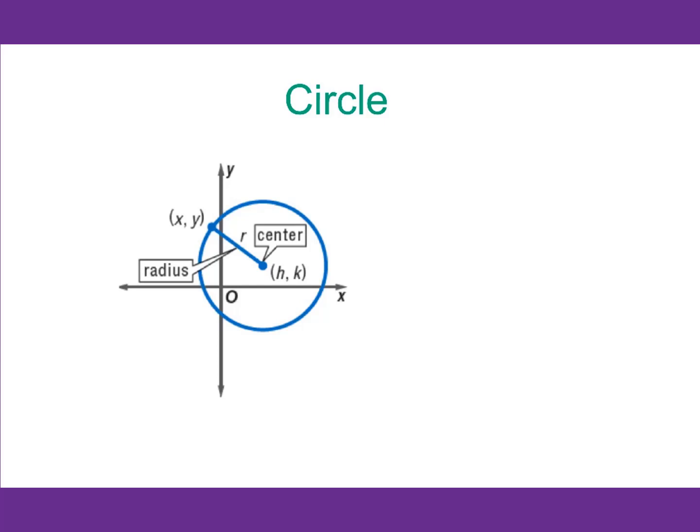Today's topic is a circle. In the coordinate plane, there is a circle with the center (h, k) and radius r. We can write down the equation for this circle as (x minus h) squared plus (y minus k) squared equals r squared.